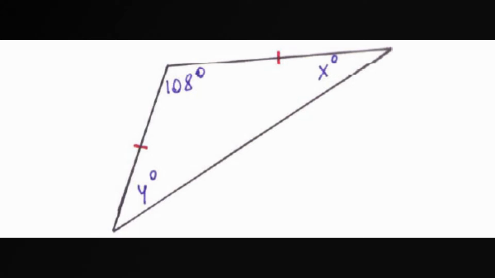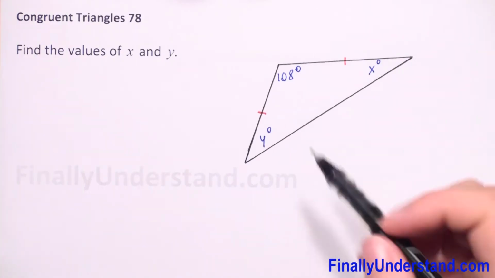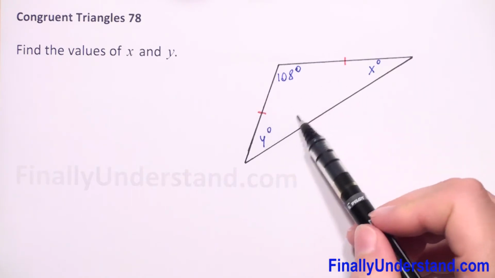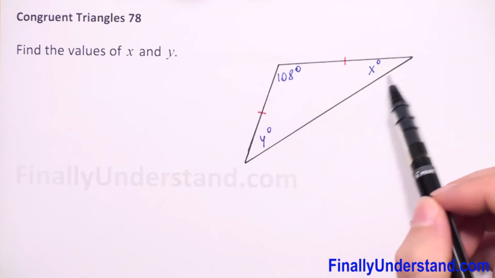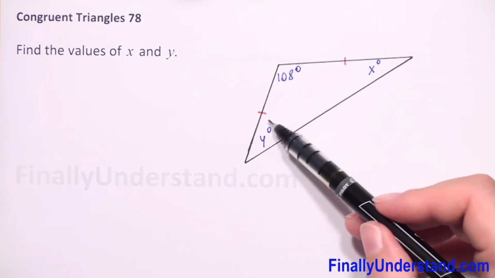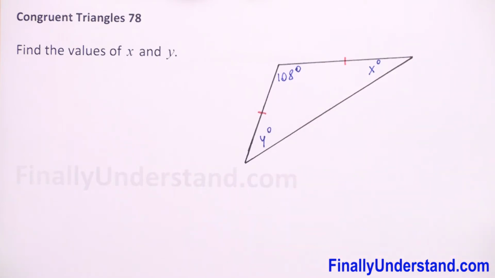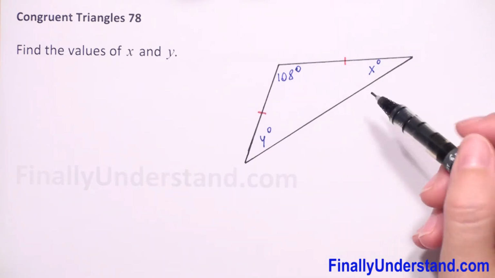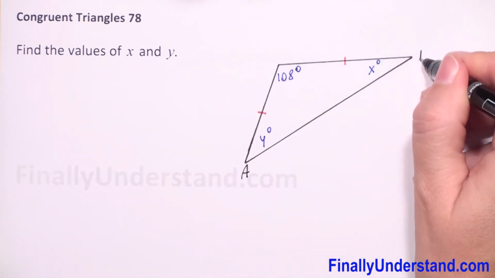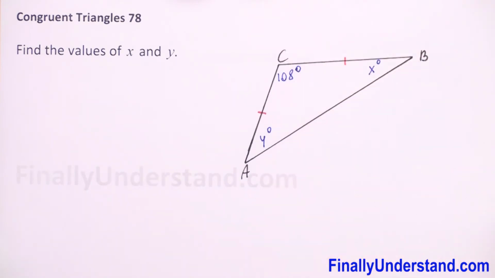We have to find values of x and y. We have a given triangle, and these two sides are congruent because this red mark tells us that this side and that side are congruent. So if the sides are congruent, it means that the two angles of a triangle are congruent too. So let's label the triangle A, B, C.